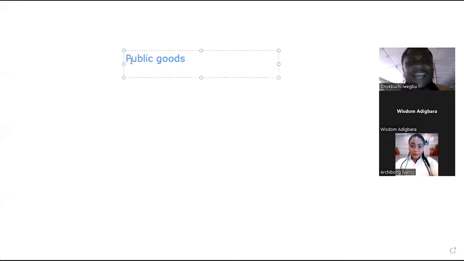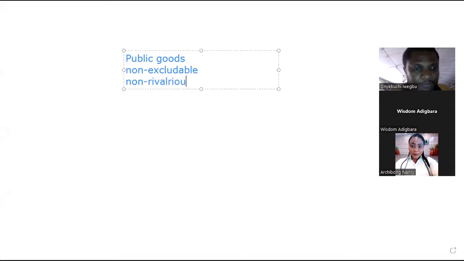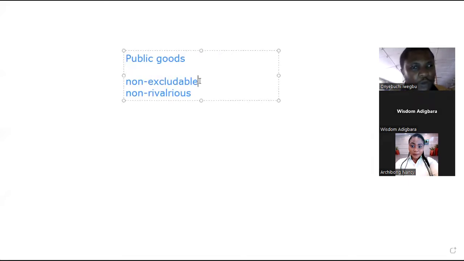Public goods are goods that have two major features. They are characterized by two major features: one, they are non-excludable, and two, non-rivalrous. Okay? That is a public good. They are characterized by these two major features. They are non-excludable and they are non-what?